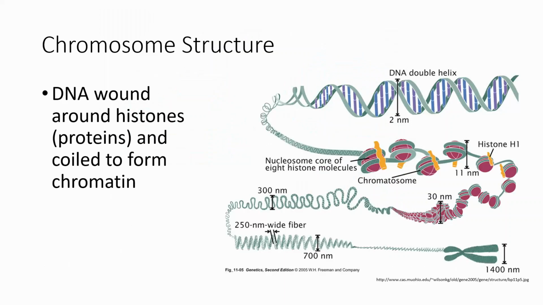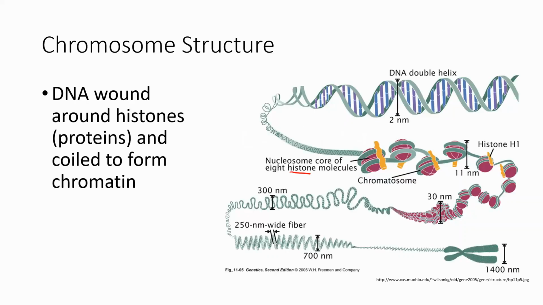Your DNA double helix gets wrapped around histones, which are proteins that are involved in the packaging of DNA, and then those strings of histone-wrapped DNA coil up, which then also coil up, and you're basically making coils of coils of coils, until you finally get this very compact structure called a chromosome.